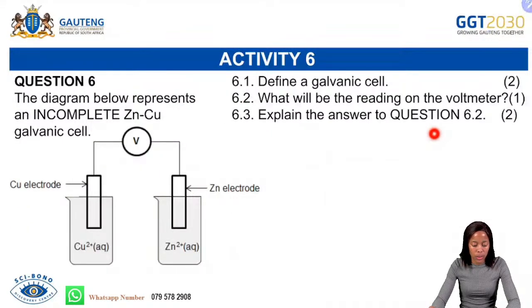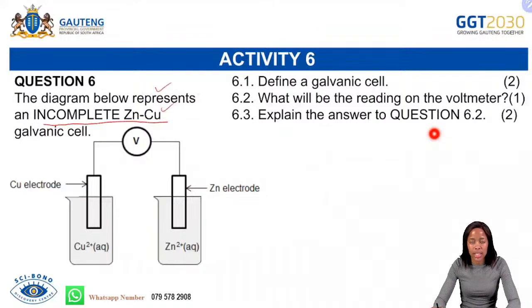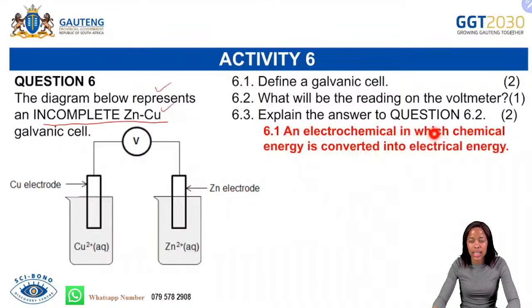Okay, so the next one says the diagram below represents an incomplete ZnCu galvanic cell. 6.1 again, we need to define a galvanic cell. So we said it's an electrochemical cell in which chemical energy is converted to electrical energy. Then it says what will be the reading on the voltmeter.